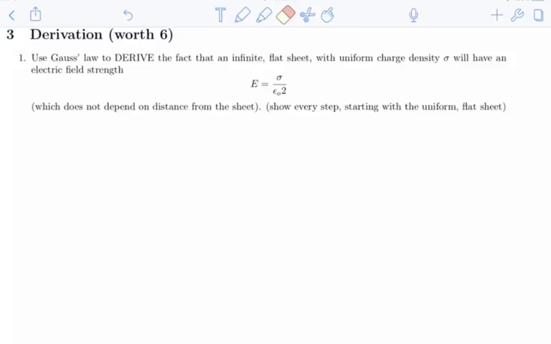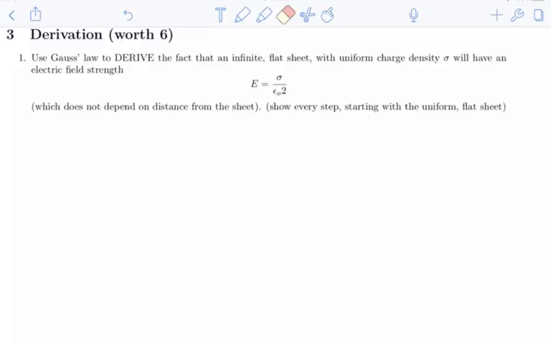Use Gauss's law to derive the fact that an infinite flat sheet with a uniform charge density sigma will have an electric field that doesn't depend on the distance from the sheet. Show every step starting with a uniform flat sheet. Okay. Show every step is kind of a complicated statement. One way to think about this is you want to justify each step you do. Sometimes there are little algebraic steps that a person kind of skips over, but we don't want to skip over any of the main logical arguments.